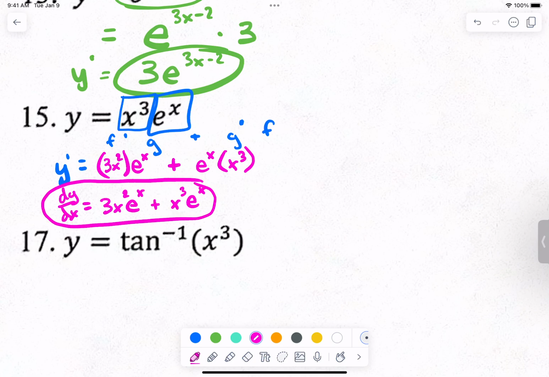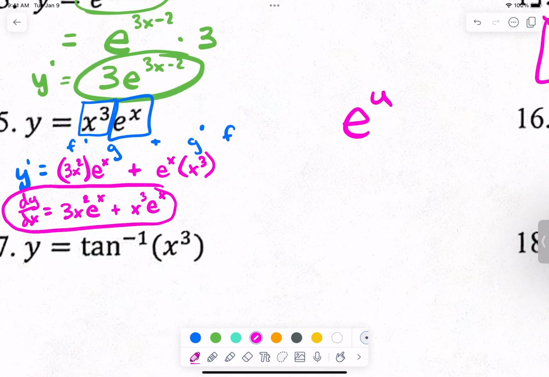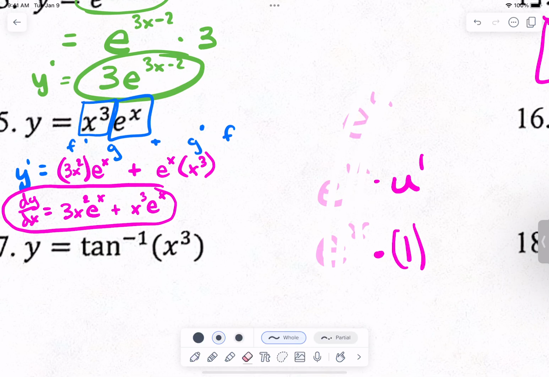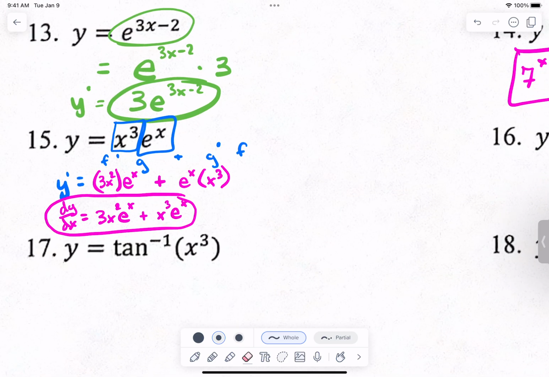Because the derivative of e to the x is e to the x. Try it. Okay, the derivative of e to the u is e to the u times u prime. Okay, e to the x times what's the derivative of x? There you go. So it's the same thing. It just does it. Okay, got it.